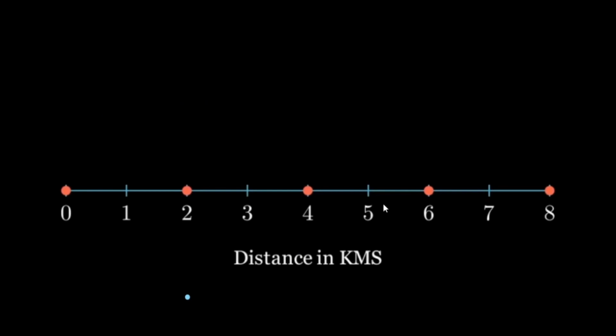In graphical format, this is how it looks. The distances that you have measured are just points on a number line, where the number line represents the distance in kilometers and each point represents the measurement that you have made.